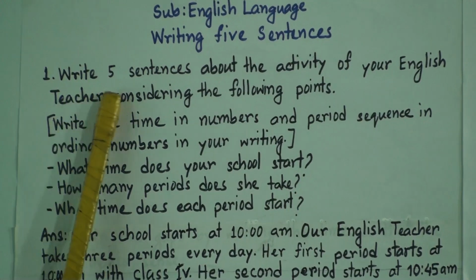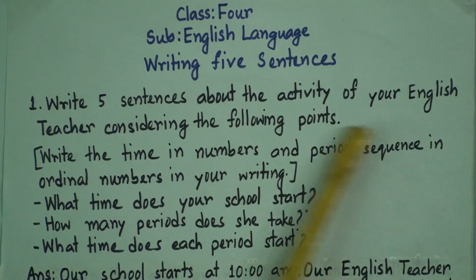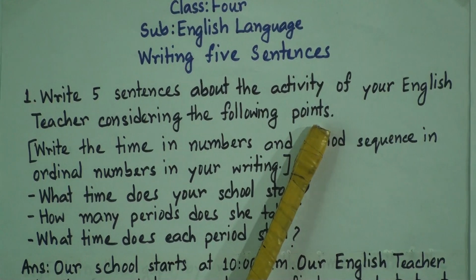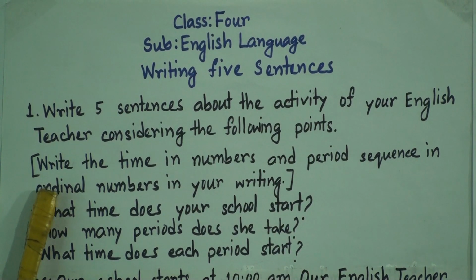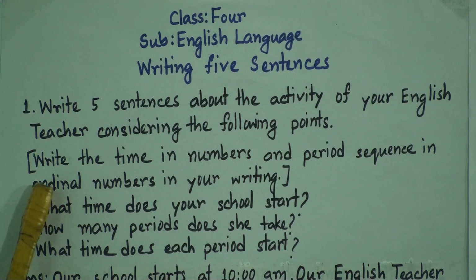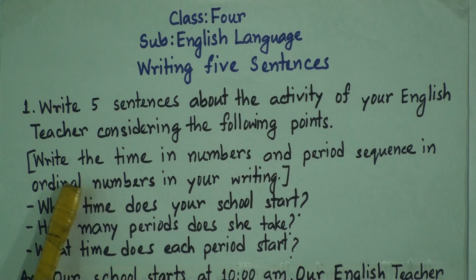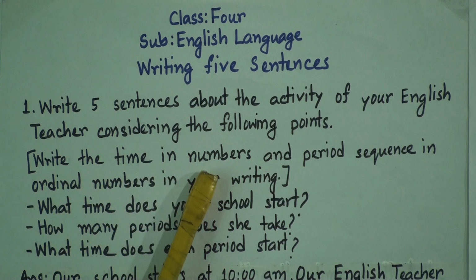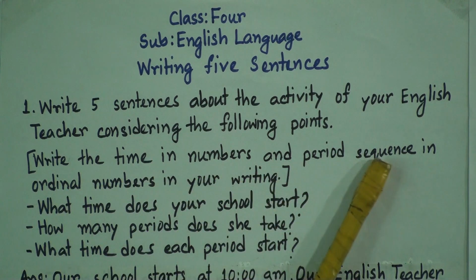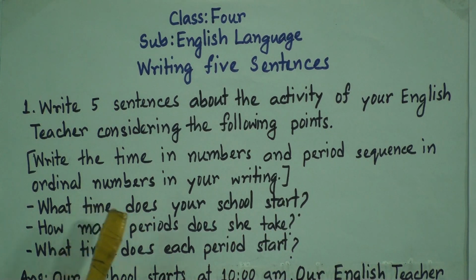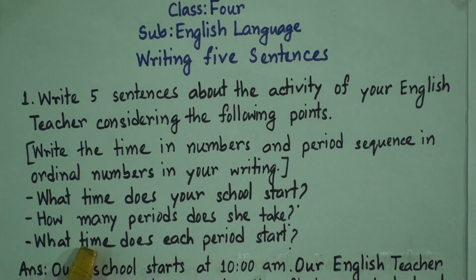Number 1, write 5 sentences about the activity of your English teacher considering the following points. And now look, there is a special instruction for you. Write the time in numbers and period sequence in ordinal numbers in your writing. That means you will write the time in numbers like 1, 2, 3, 4 and period sequence or the sequence of the action in ordinal numbers like first, second, third, fourth, like this. And there are some questions and you need to write the answer on the basis of those given questions or the points. So what are they?